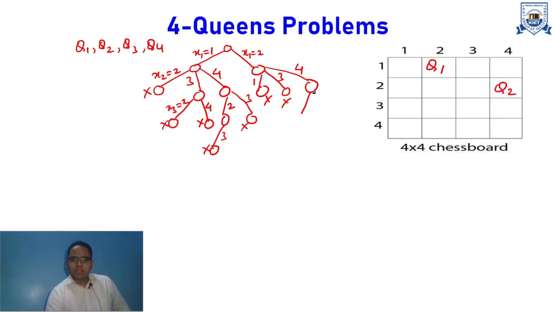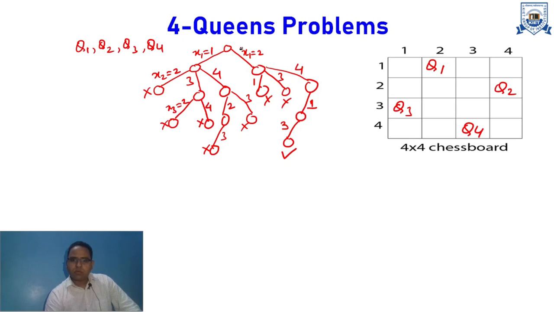Now we are trying to place queen 3. Let's see, can we place it in the first column? Yes, we can place queen 3 there, as there is no attack from any other queen. Let's try to place queen 4. Can we place queen 4 in the third column? Yes, I think this is done. This is the solution. Here you can see none of these queens are in the same row, same column, or diagonal. So we have found one solution.